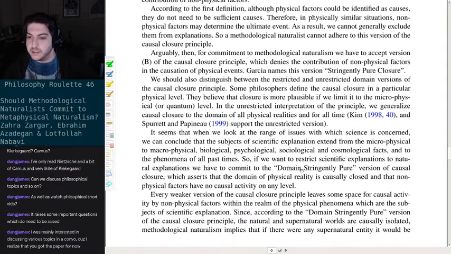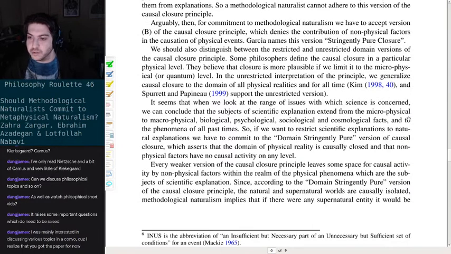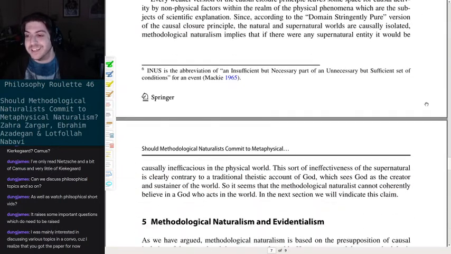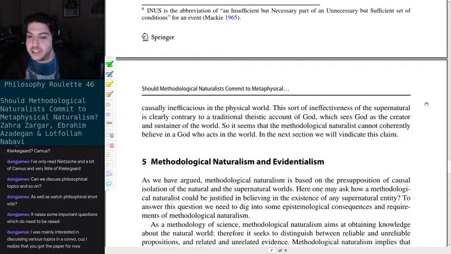Alright, so this is adding the domain to the stringently pure closure version of causal closure, which asserts that the domain of physical reality is causally closed and that non-physical factors have no causal activity on any level. Every weaker version of the causal closure principle leaves some space for causal activity by non-physical factors within the realm of the physical phenomena, which are the subjects of scientific explanation. Since, according to the domain stringently pure version of the causal closure principle, the natural and supernatural worlds are causally isolated, methodological naturalism implies that if there were any supernatural entity, it would be causally inefficacious in the physical world.